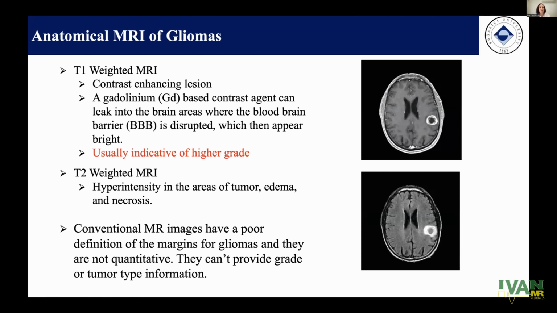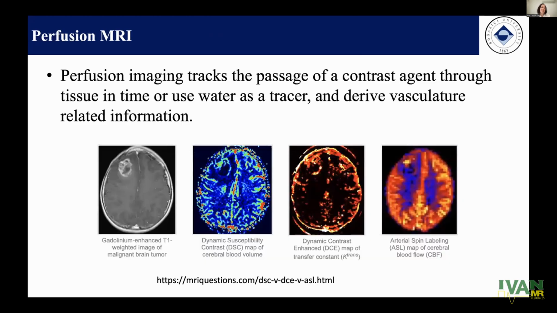When we look at our conventional MR images, they have a poor definition of the tumor margins, and they are not quantitative. Plus, they can't provide any grade or tumor type information. Hence, we have our more advanced MR techniques, and perfusion MRI is one of them. It tracks the passage of a contrast agent through tissue in time, or we can use water as a tracer in the ASL MRI, and we can derive vasculature-related information.